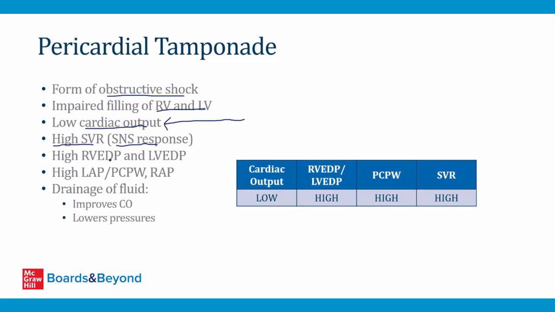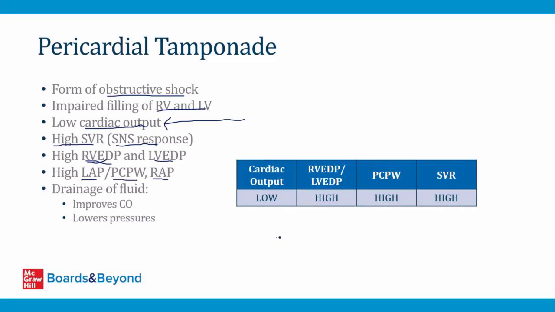As I just showed you in my little drawing, there will be high right ventricular and left ventricular end diastolic pressure, and that's because those chambers are being squeezed by the fluid surrounding them. And when these pressures go up, you will also get high pressure in the atrial chambers. So the right atrial pressure will be high, and the left atrial pressure, which is a surrogate of the pulmonary capillary wedge pressure, these pressures will be high as well.